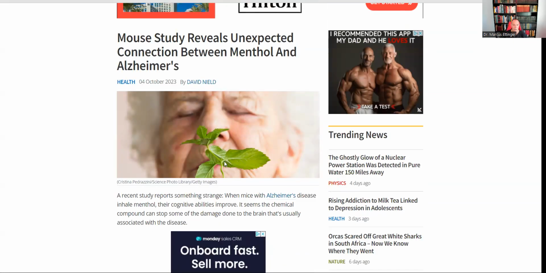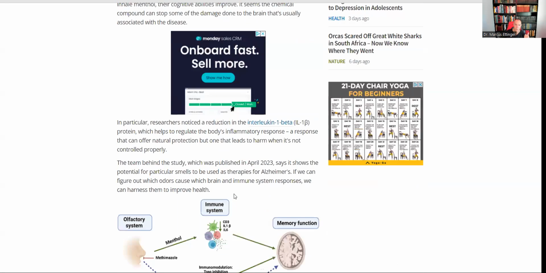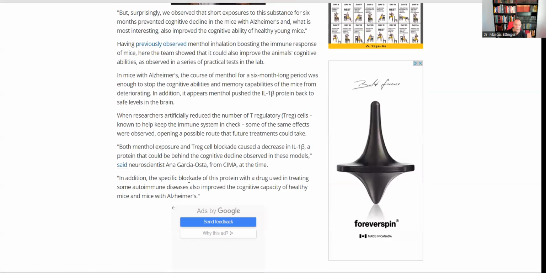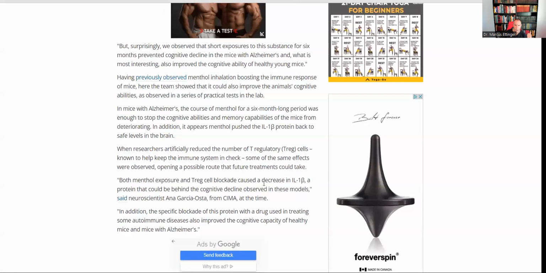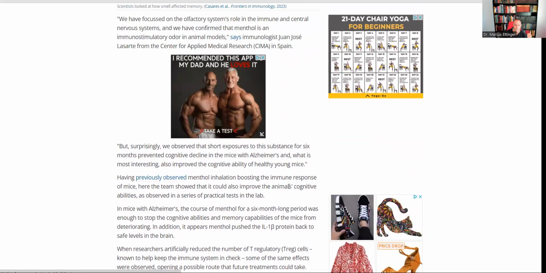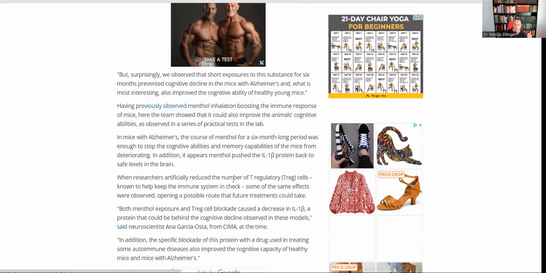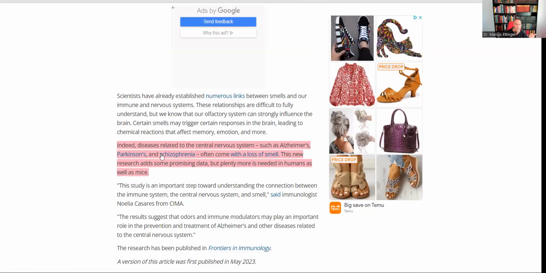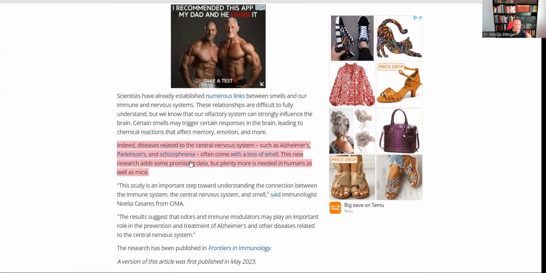Now, I'm going to pretend she's got a smile on her face. Let me just read this last little part right here. Indeed, diseases related to the central nervous system, such as Alzheimer's, Parkinson's, and schizophrenia, also often come with loss of smell. This new research adds some promising data, but plenty more is needed in humans as well as mice.